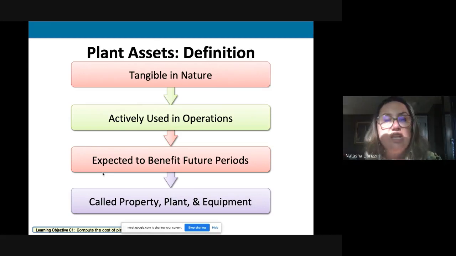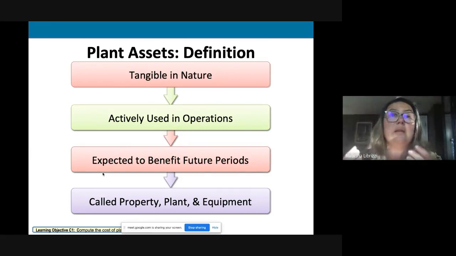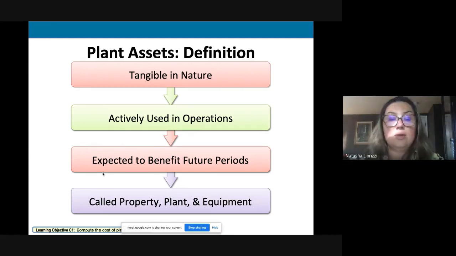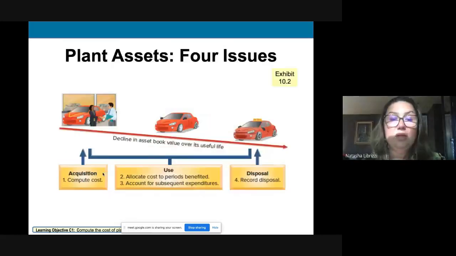So tangible in nature, actively used in operations, helping us to generate revenue, and we expect future benefit, which means we can keep using it in order to grow our business. All of that is going to be in the property, plant, and equipment section of our balance sheet under assets. So there are different stages to us acquiring an asset.